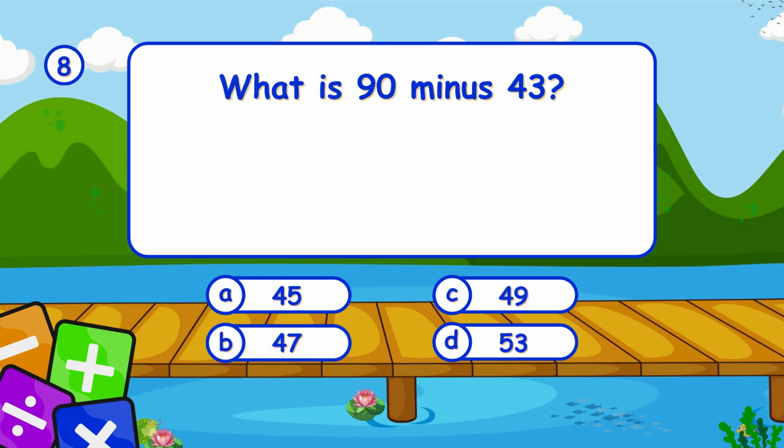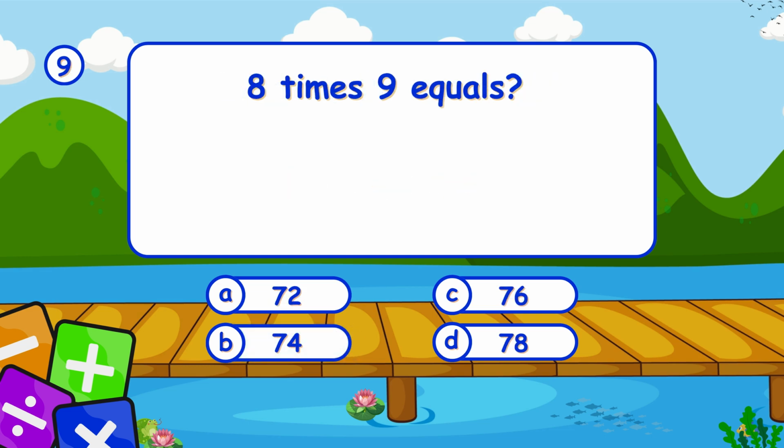What is 90 minus 43? It's C, 47. Subtracting 43 from 90 gives 47. 8 times 9 equals? It's A, 72. 8 times 9 is 72.